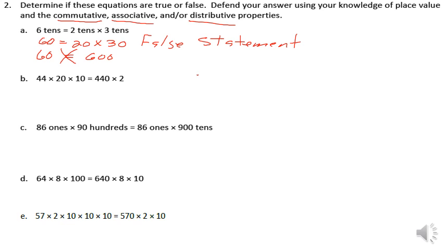Now if we look at B, I can work out both sides, but what I'm going to do is work out some of the problem and then compare the two. Since this is a multiplication problem, I can multiply in any order I want. So I'm going to take 44 times 10. That gives me 440 times 20, which equals 440 times 2. At this point I do not need to go any further. I can see that these are not going to be of equal value. So this is a false statement.